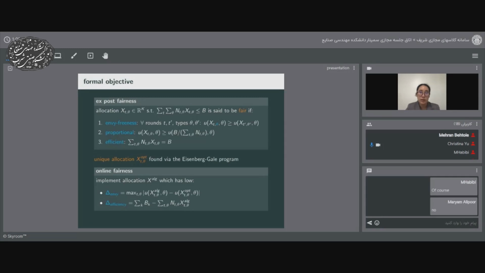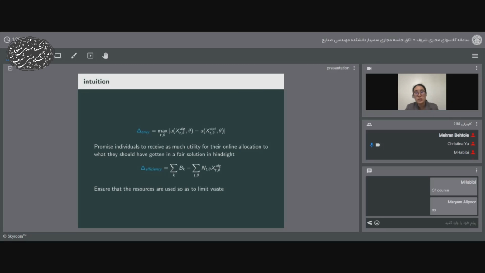So this simply generalizes to the multi-type setting. All right, so the intuition for these two quantities is that this delta EF, you want this to be small.